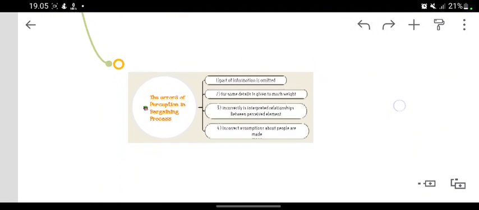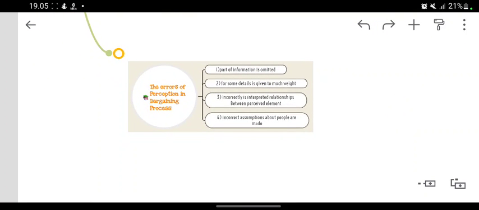Next, number 3 is the errors of perception in bargaining process. The main errors of perception in the process of bargaining are divided into: number 1, part of the information is omitted. Number 2, some details are given too much weight. Number 3, relationships between perceived elements are incorrectly interpreted. Number 4, incorrect assumptions about people are made based on their earlier experience and the false assumption that some of their traits must always be connected to others.